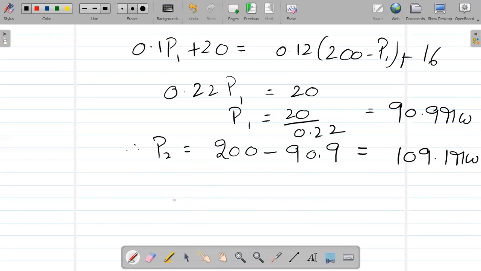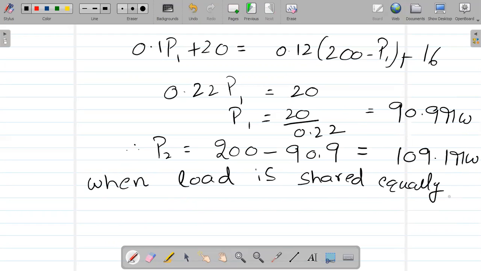What is our second part? We have to compare in which case the cost is less. When load is shared equally among the two units, what are P1 and P2? Under the second case, where load is shared equally, P1 will become 100 megawatt and P2 will become 100 megawatt. So in economic scheduling, P1 is 90.9 and P2 is 109.1, whereas when load is shared equally, P1 equals 100 megawatt and P2 equals 100 megawatt.